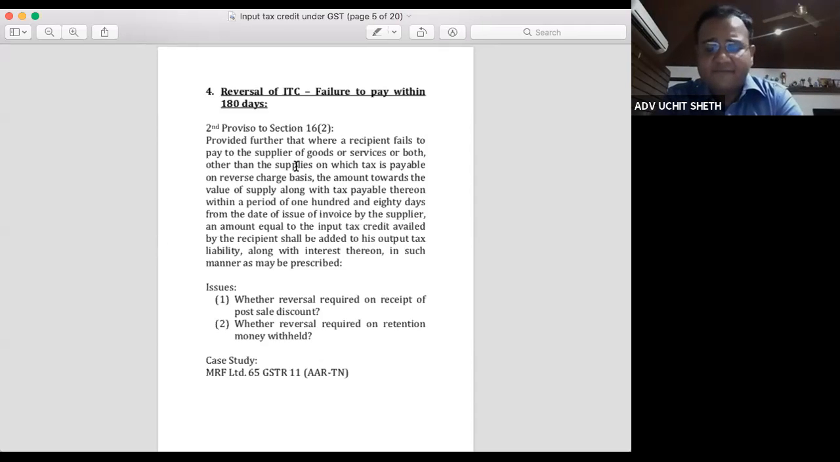Next, and again, a very interesting question is in the context of retention money. This is also of practical importance.